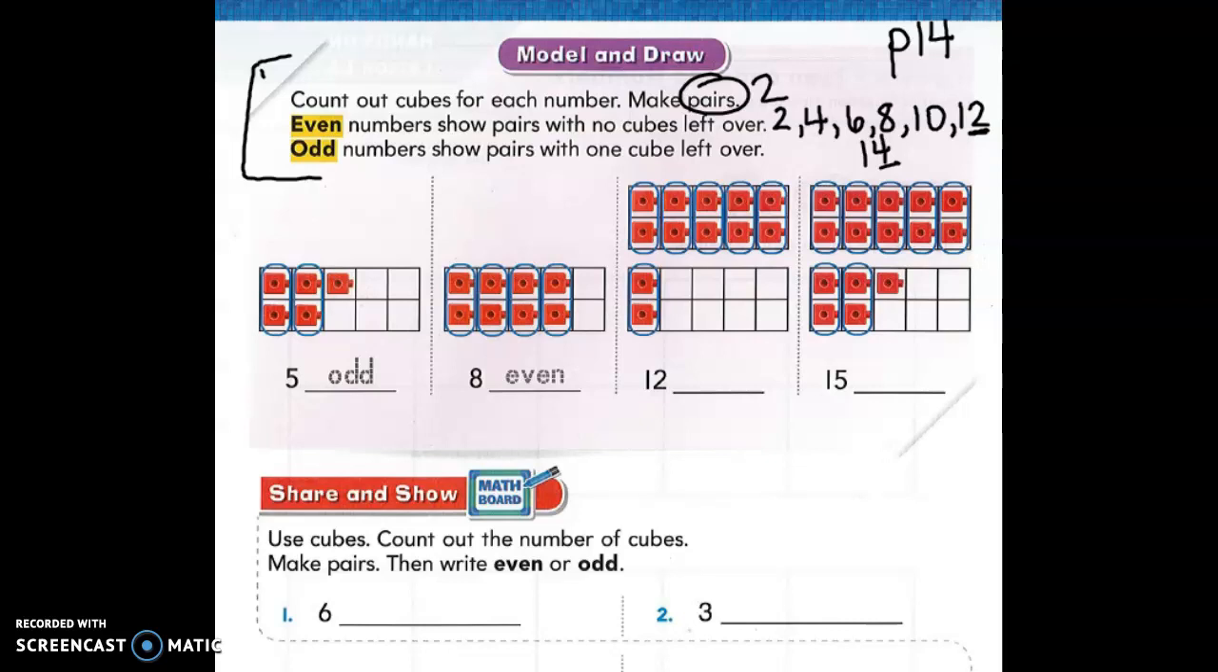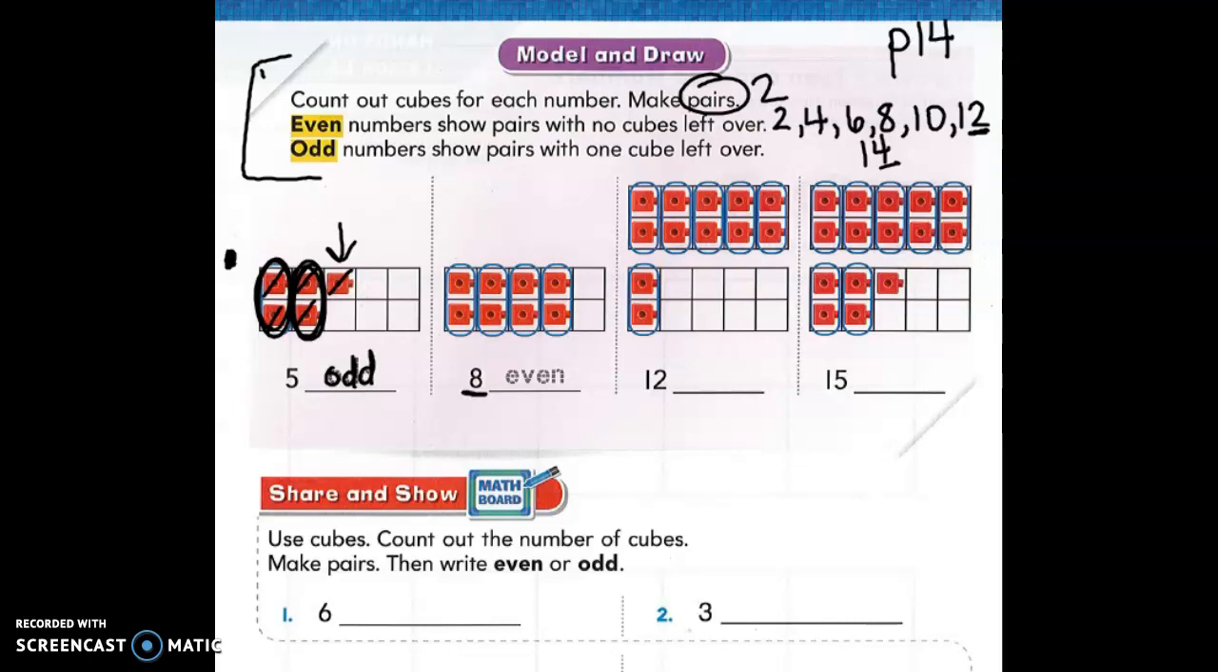We are going to look at some pictures here to figure out if it's even or odd. So this first one right here, it has 1, 2, 3, 4, 5 cubes, and we notice that they're in pairs. Here's one pair, here's another pair. Since this guy is left out, it is an odd number. So right here, 5 is odd. Let's look at the next one.